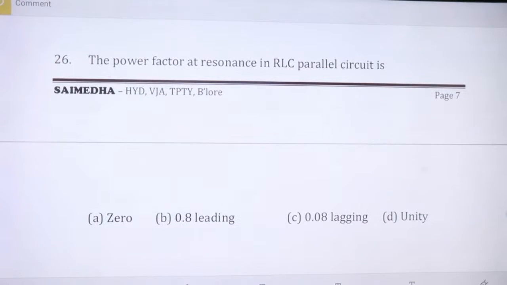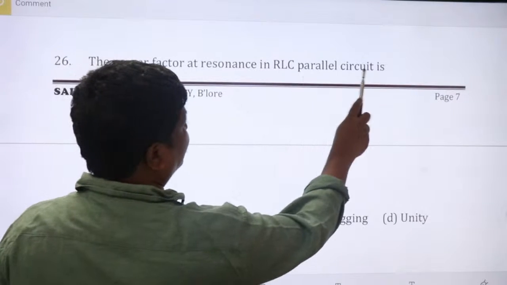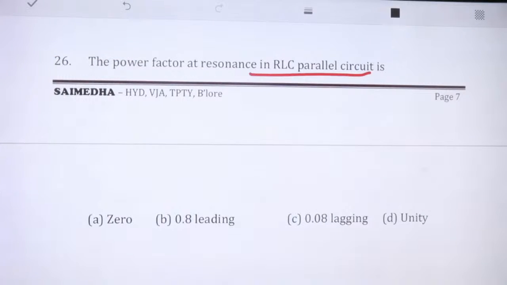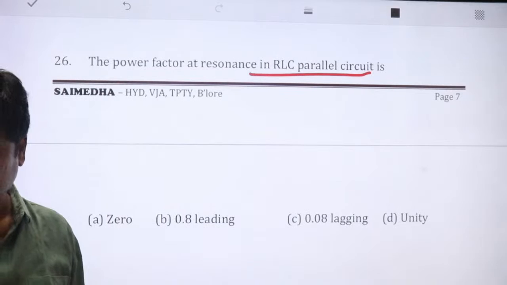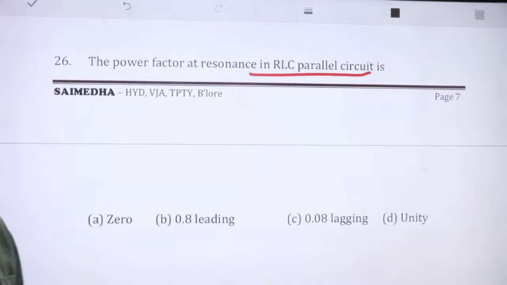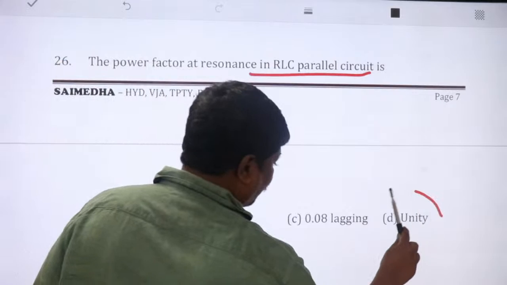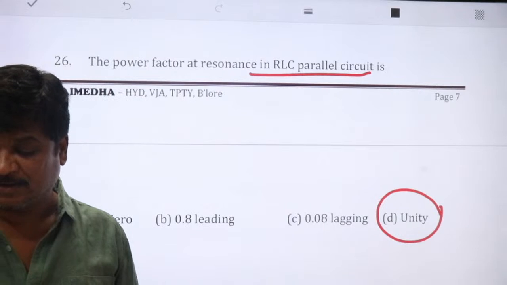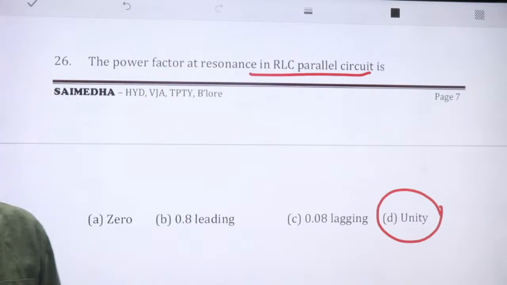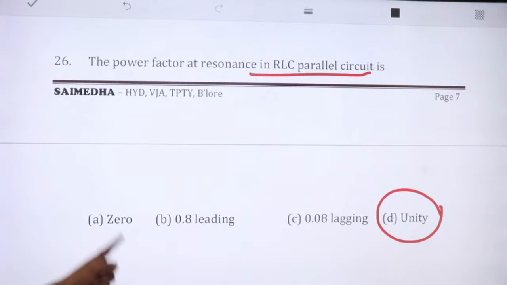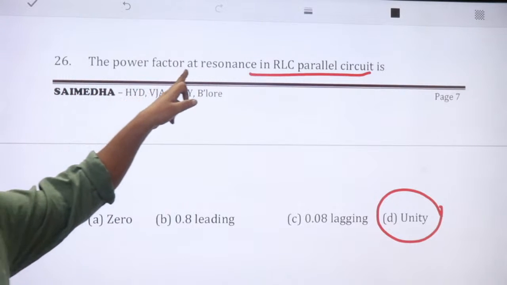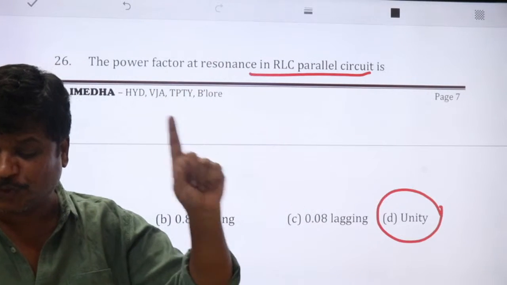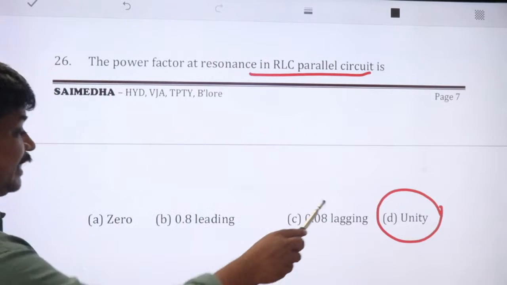The power factor at resonance in a parallel RLC circuit is also unity. Who answered 0.8? What are you giving as the answer here? 0.8 leading is not the power factor at resonance. Either for series resonance or parallel resonance, the power factor is unity.